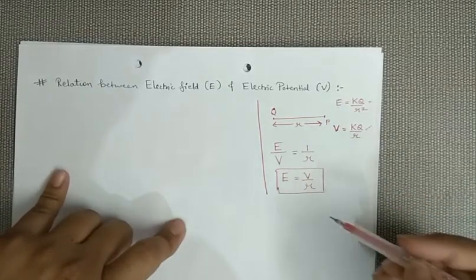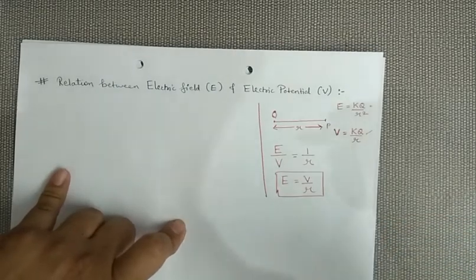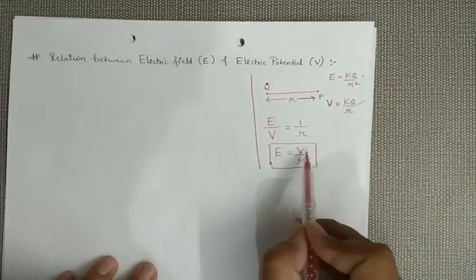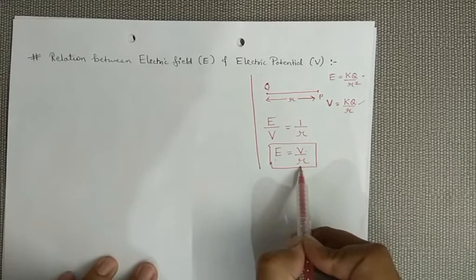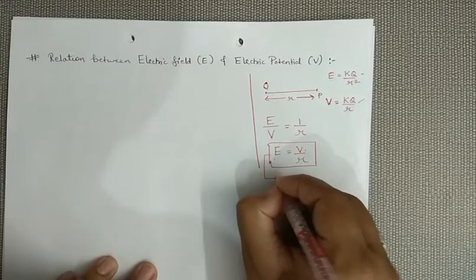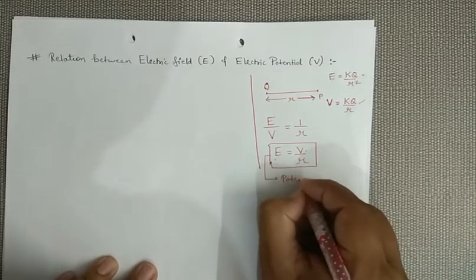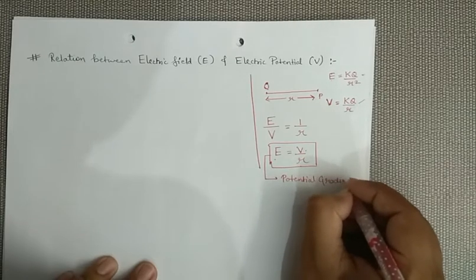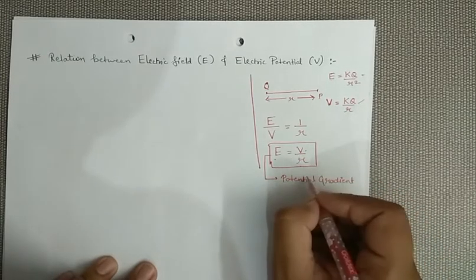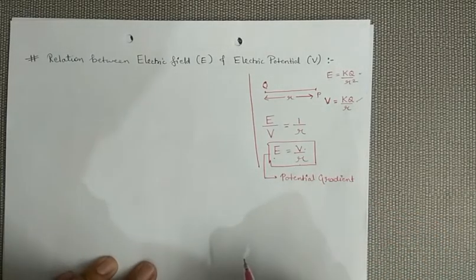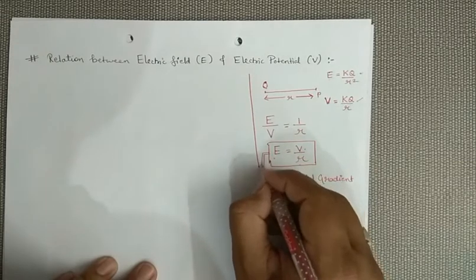Electric field is also, and this is a very new expression of electric field, defined as potential per unit length. V stands for potential, R is the length. This term is called potential gradient. Gradient is used because we are measuring the potential with respect to length. So potential gradient is also known by this term V by R.